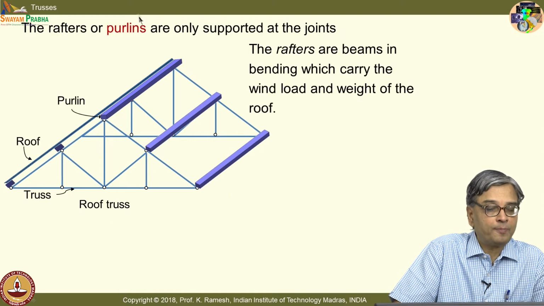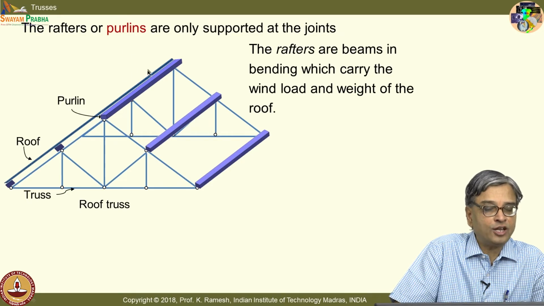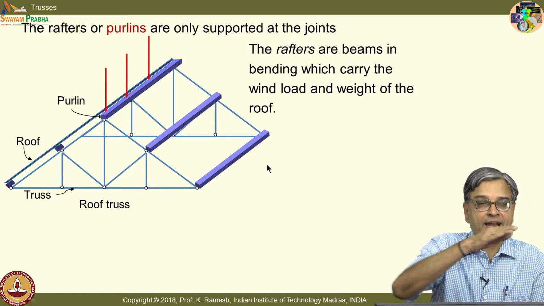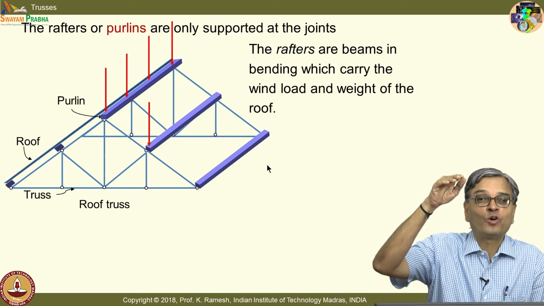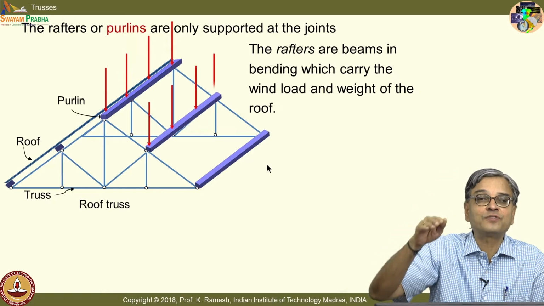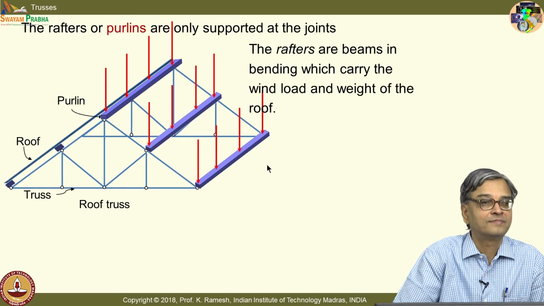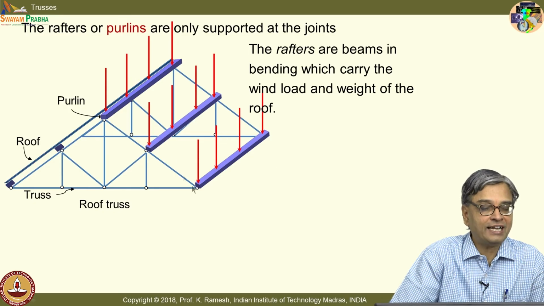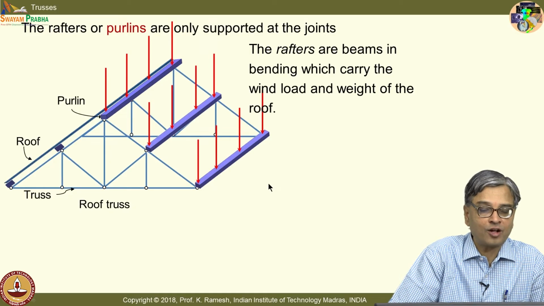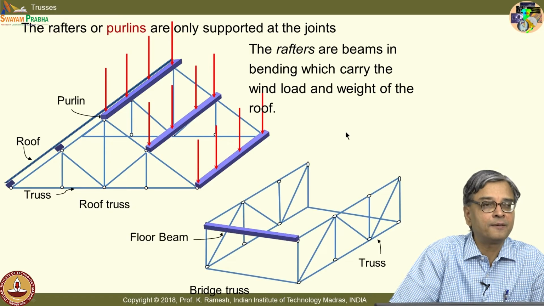They are also called purlins and they take the wind load and the load due to snow. So, these rafters bend, and whatever is the reaction, it is transferred at the joints to the truss. So, if I have to idealize this as a truss, I should apply loads only at the joints. That is cleverly done by a combination of beams and trusses.